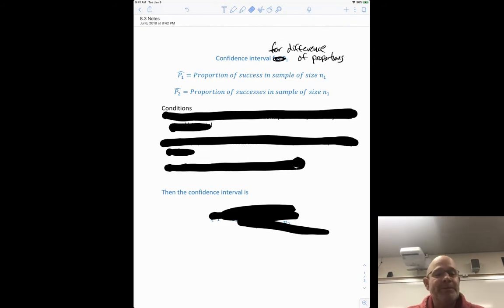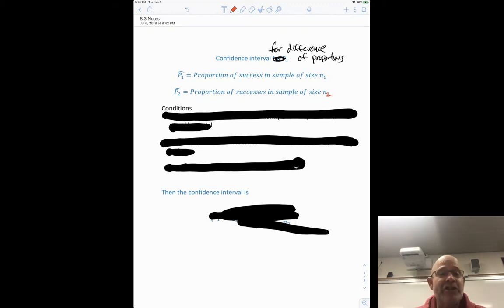P1 hat is the proportion of successes in a sample of size N1 for population one. So you'll see N1 in there for population one. P2 hat is the proportion of successes in a sample of size N2, sorry, N2. Sometimes they're the same, often they're the same, but they don't have to be the same actually.